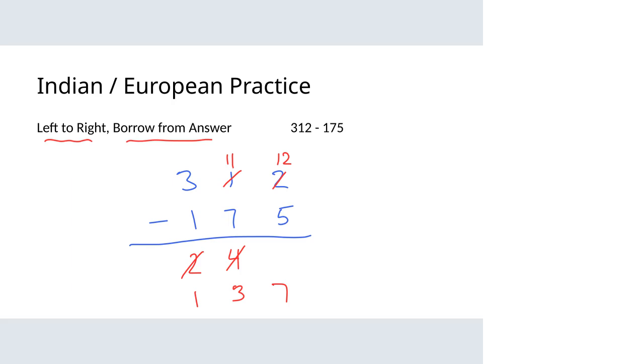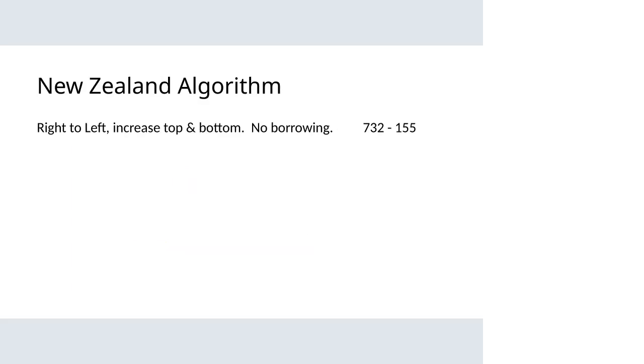Let's look at another alternative algorithm. This one's called the New Zealand algorithm. And you can kind of see from the words there's some notes. We go right to left. So we start in the ones place. We increase the top and the bottom number. We don't do any borrowing. And here's what that looks like.